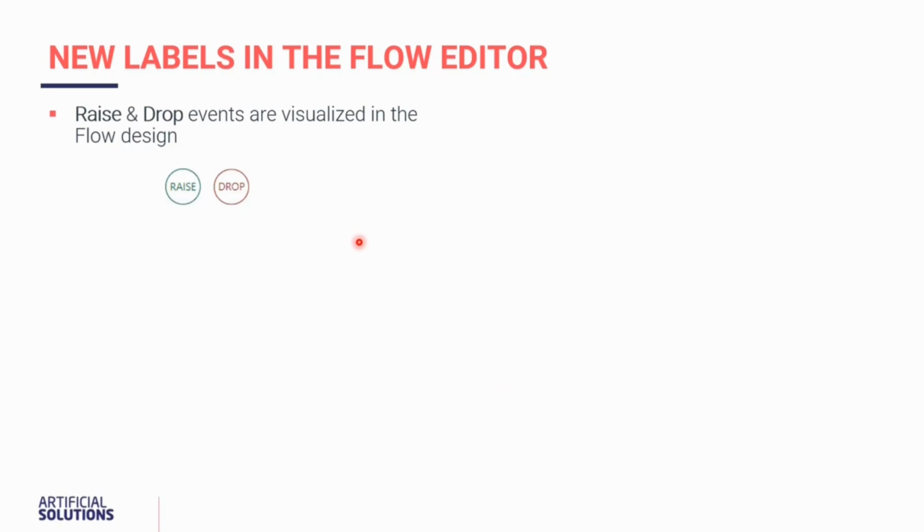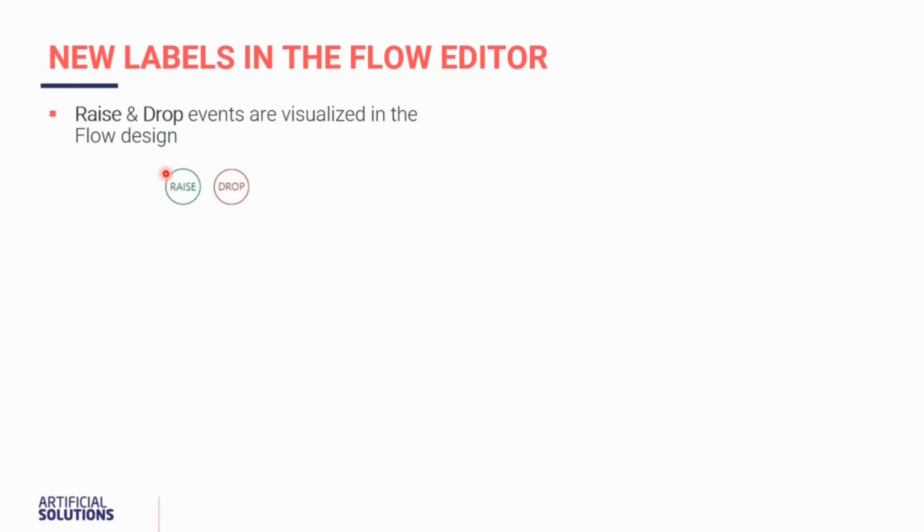That means also that we have introduced some new labels. Okay, that is especially for the guidance part here, I would say. First of all, inside the flows now, you will have a visual marker telling you when a flow is raised and when a flow is dropped. Okay, so you will see now these two icons here in the flow editor or in the flow graph.